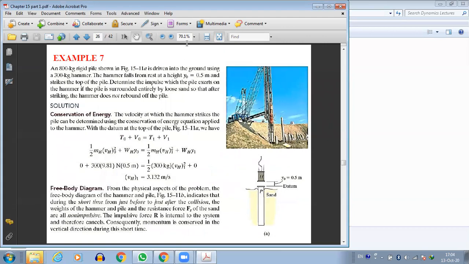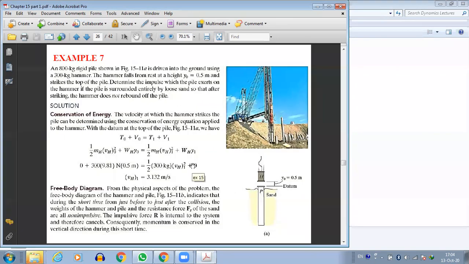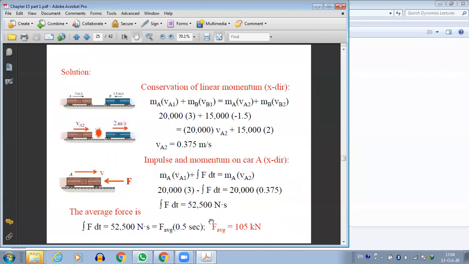Okay, this is the next problem. Once again, some student is asking why it becomes negative. Let me go back. You're asking why it becomes negative from positive here? Is this what you're asking?